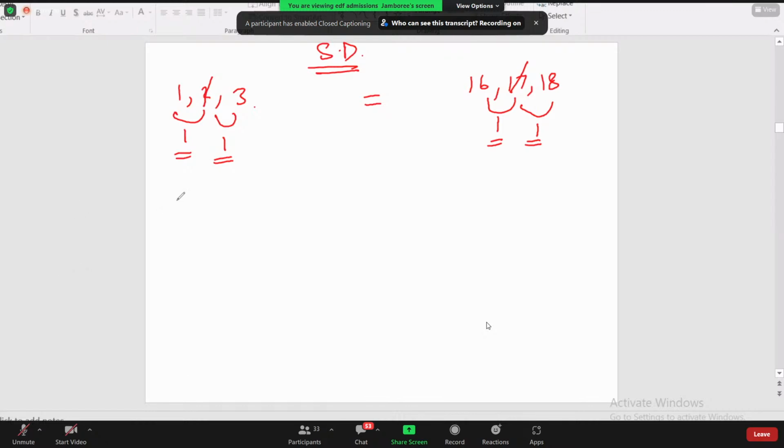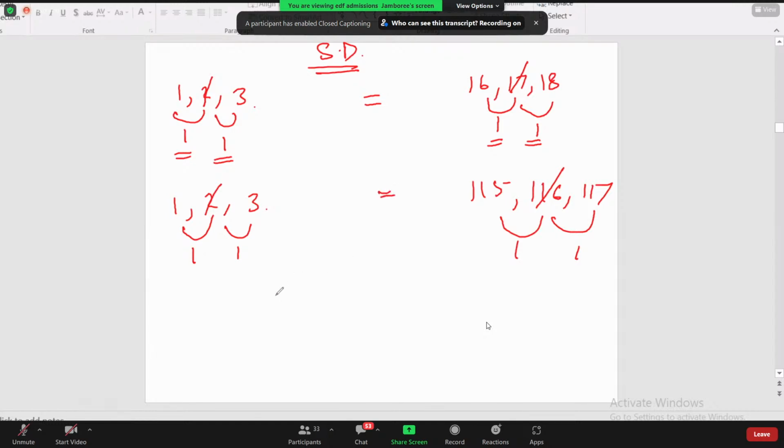Again, let's take another example. Let's say the series goes by 1, 2, and 3, and another series goes by 115, 116, 117. Here, the mean value of the series will be 2. The deviation will be 2 minus 1, 3 minus 2, which is 1. The mean value will be 116. The deviation will be 1 and 1. Because again, the deviations are equal, the standard deviation of the two series will be equal to each other.